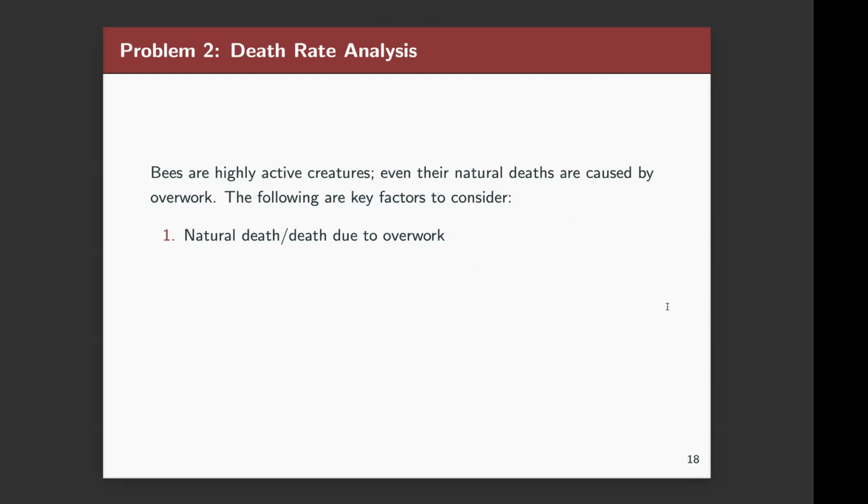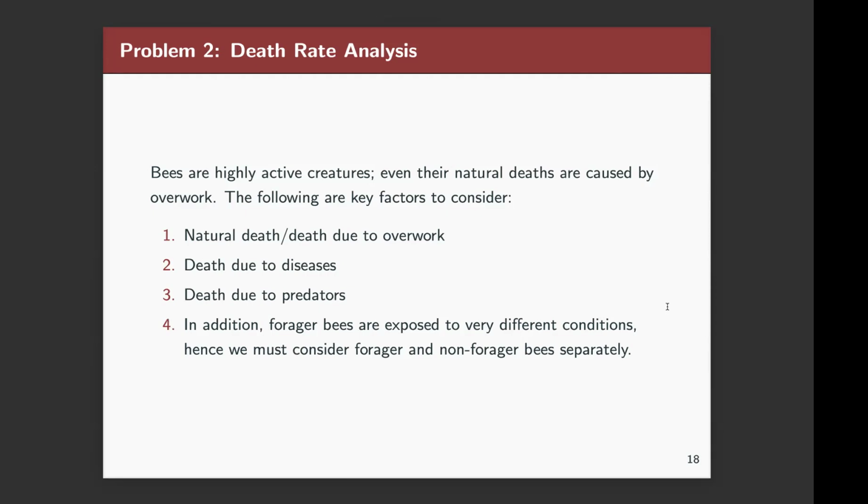As for the death rate analysis, it's actually very complicated, and we will only do a qualitative analysis. Here we see that bees are very active creatures, so active that even their natural deaths are caused by overworking. There are also several other factors to consider: deaths due to diseases and also deaths due to predators. In addition, there are two types of bees that we have not discussed before.